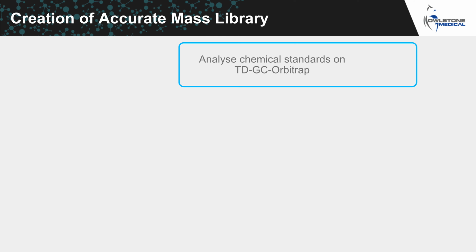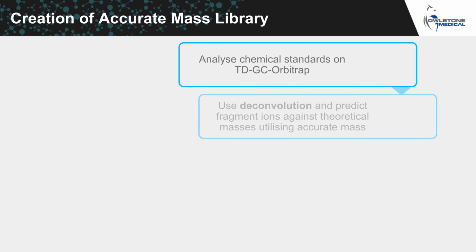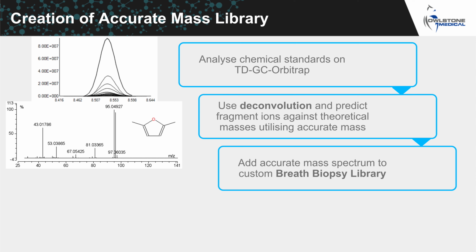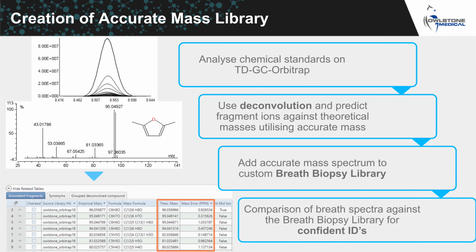So a little more detail on how we create an accurate mass library on our Breath Biopsy platform. We first analyze the chemical standards on the TD-GC Orbitrap. We use the deconvolution algorithm in Compound Discoverer to predict the fragment ions and theoretical masses to identify a compound. We add the acquired accurate mass spectrum to our custom Breath Biopsy library. And then we can use that back in the software to say this compound from breath is compound X. In this case, it's 2,5-dimethylfuran.